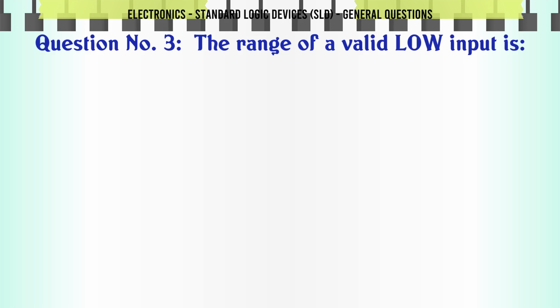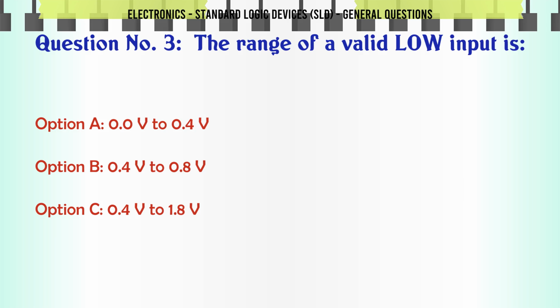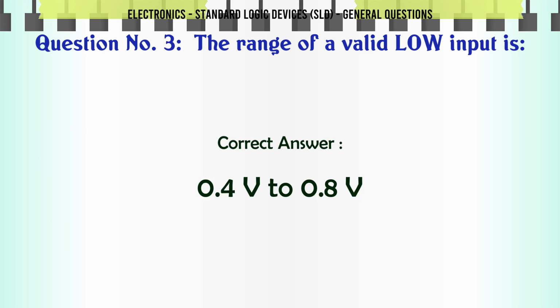The range of a valid low input is: A. 0.0 V to 0.4 V. B. 0.4 V to 0.8 V. C. 0.4 V to 1.8 V. D. 0.4 V to 2.4 V. The correct answer is 0.4 V to 0.8 V.